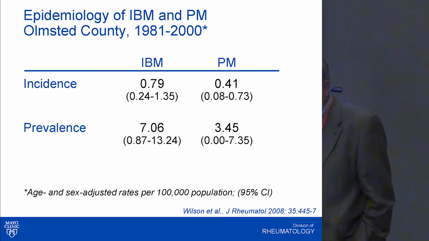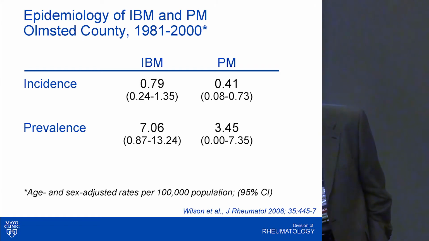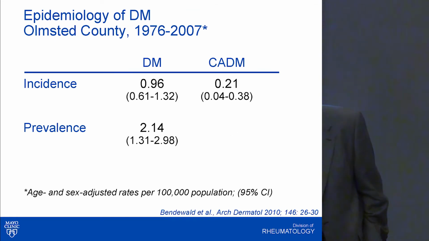These are data from one of my colleagues in Rochester, where we have access to records that are pretty complete. So in this study, she found the incidence of IBM to be about 0.8 per 100,000, or about 8 per million, which is similar to what I just showed you on the last slide. Polymyositis was about half that, so about 4 per million. So that's new cases per year. This is the prevalence, how many people in the community have the disease. So this is about 7 per 100,000 for IBM, 3.5 for polymyositis.